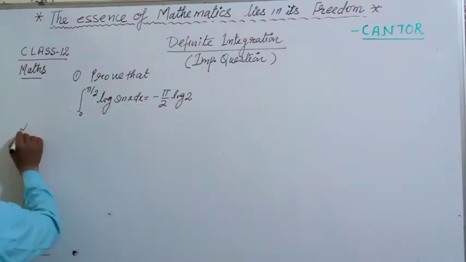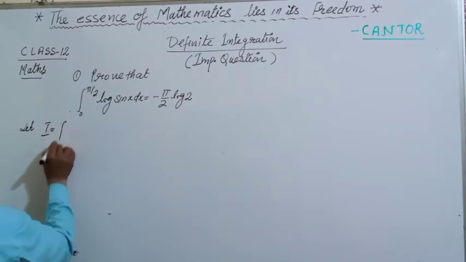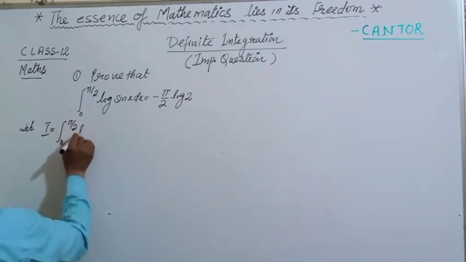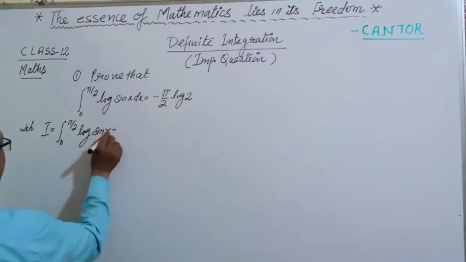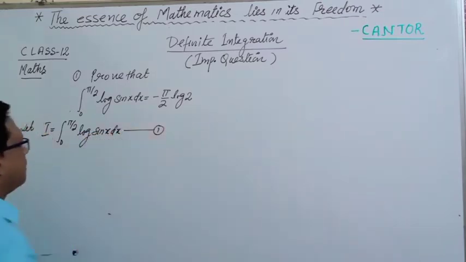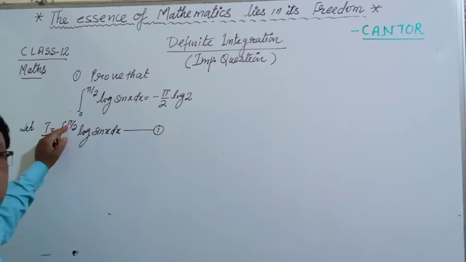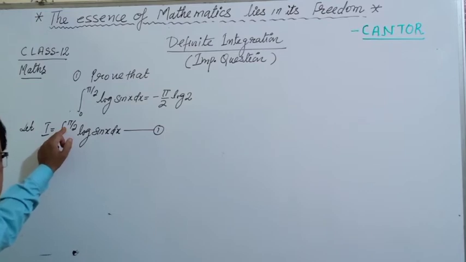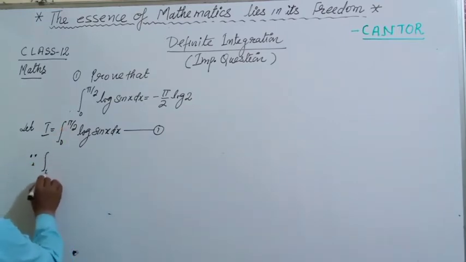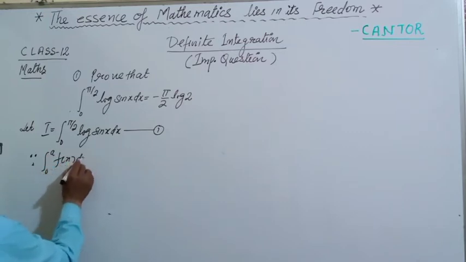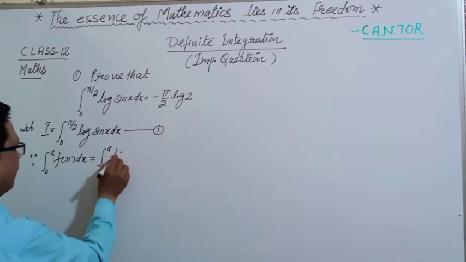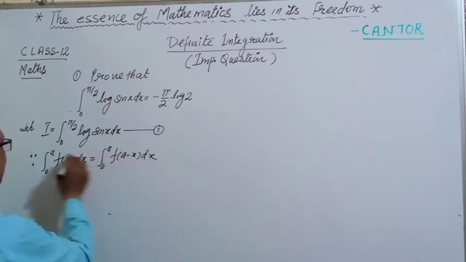Let I is equal to the integral from 0 to pi by 2 of log sin x dx. This is your integral. And it is clearly seen that it is in the form of 0 to a. If any integral is in the form of 0 to a, what do we use here? We use the 0 to a property, it means King's property. The integral from 0 to a of f(x) dx is equal to the integral from 0 to a of f(a minus x) dx. This is your King's property.